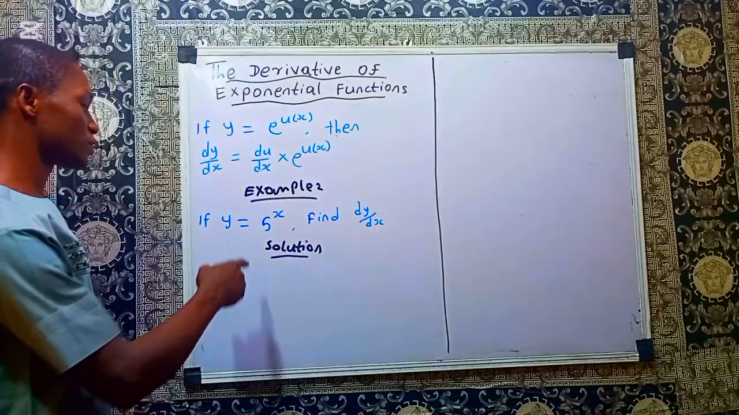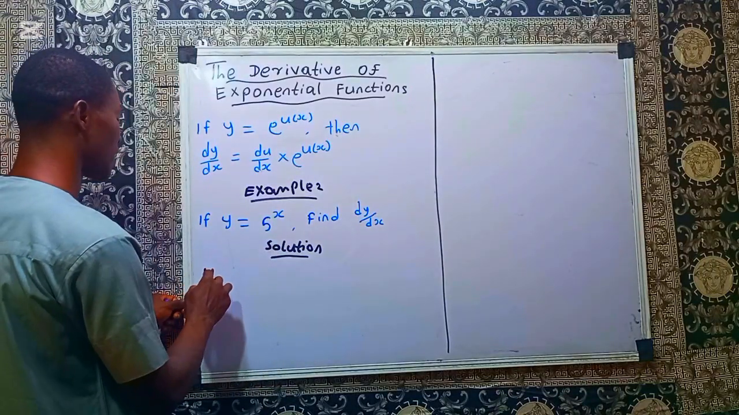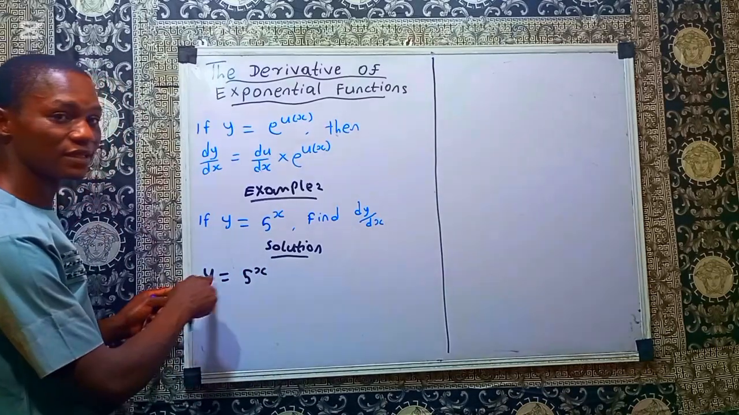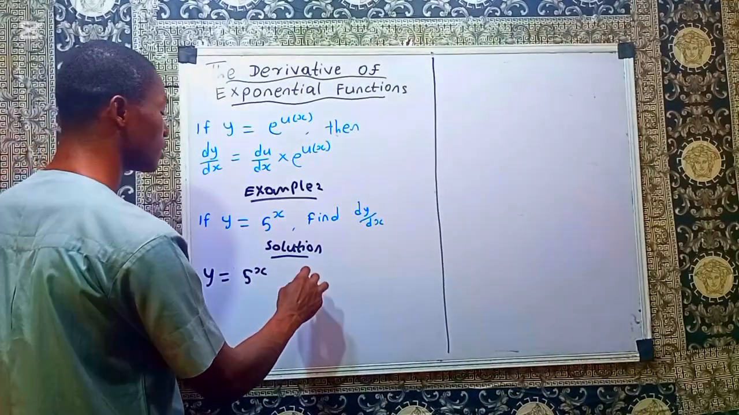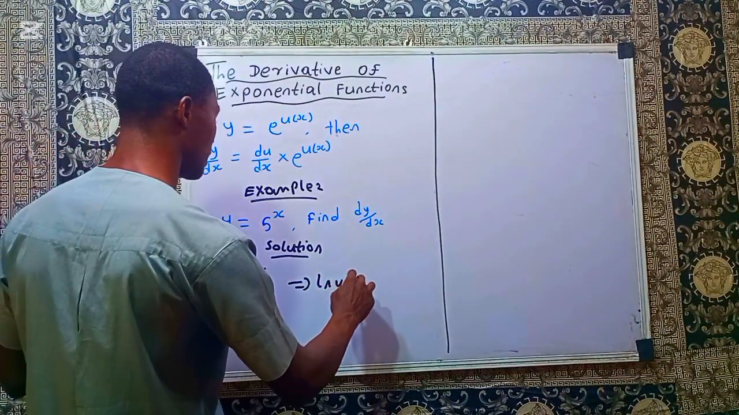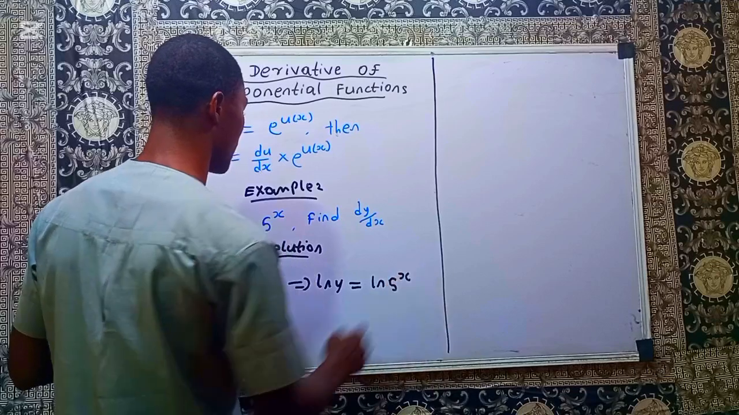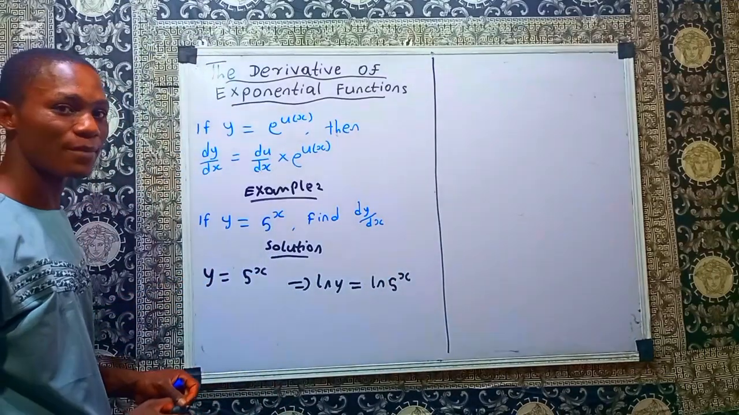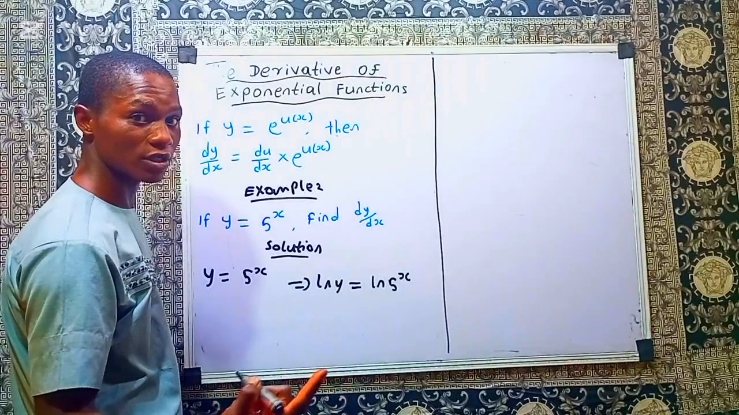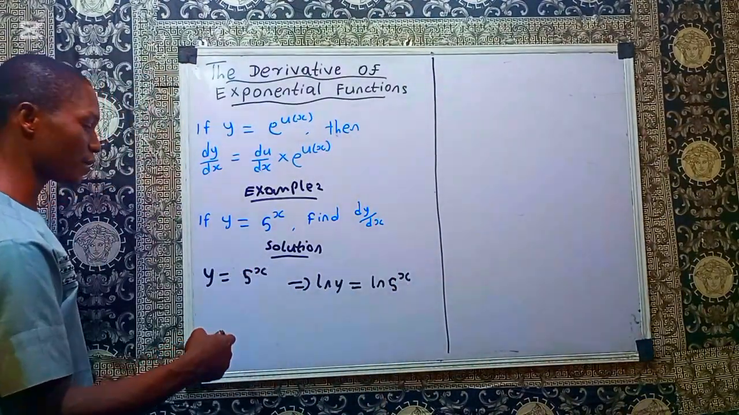So we are going to start the solution, and we have that y is equal to 5 raised to power x. We take the natural logarithm, ln, of both sides. I have ln y is equal to ln 5 raised to power x. Why am I taking the ln of both sides? Because the ln, which is the natural log, will bring down this exponent, will bring x down, right?